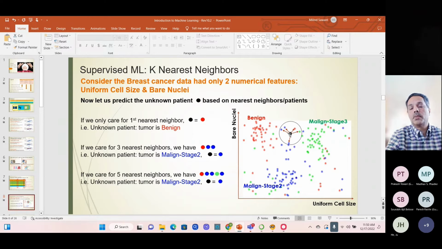We can take the same thing, make the circle even slightly bigger and set k equals 5. And now this is what we have. It looks like we still have blue in the majority, so we can predict that this unknown patient has malignant stage 2. So this is how we make predictions using this algorithm called KNN, or K nearest neighbors.